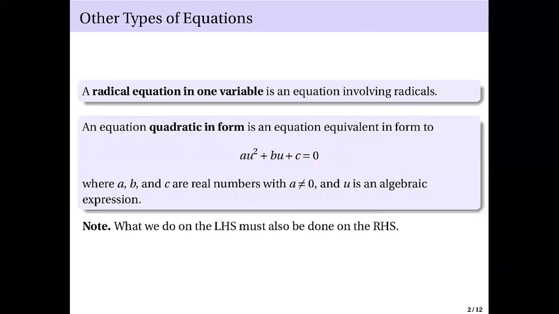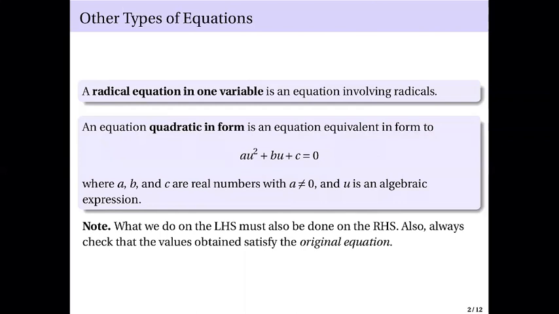Now we note that what we do on the left hand side must also be done on the right hand side. So you apply the multiplication property of equality: when you multiply something on the left hand side, you also multiply the same thing on the right hand side. Or the addition property of equality: when you add something on the left hand side, you also need to add the same thing on the right hand side.